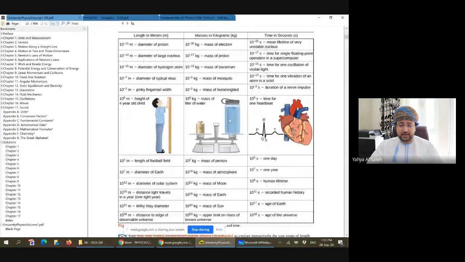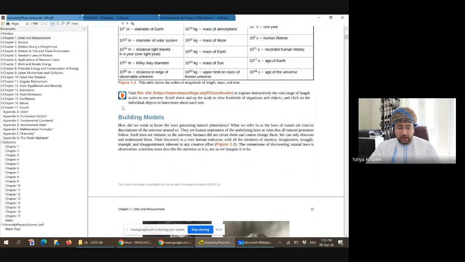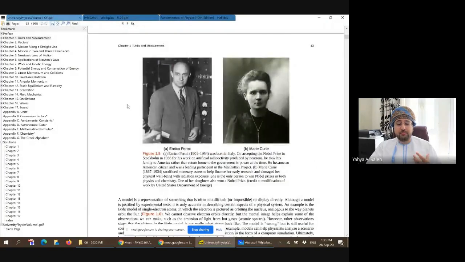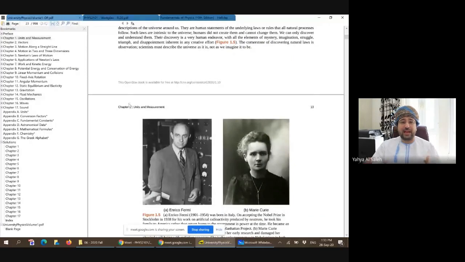This table is by far the most important thing in this entire chapter. And again, this is not memorization. This is just for us to have an understanding. The idea of how models are built, that we have an idea, we build the theory, we test it, and if it doesn't work, we try again.